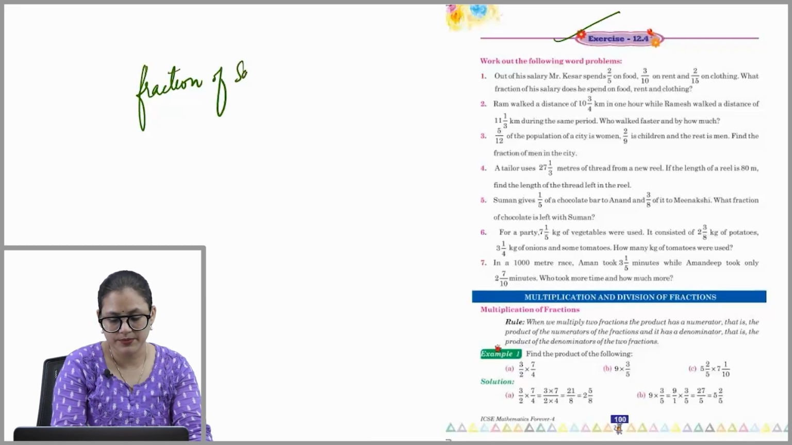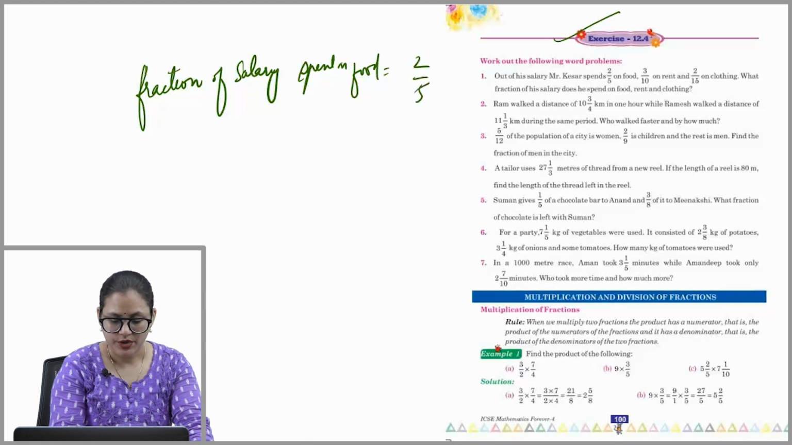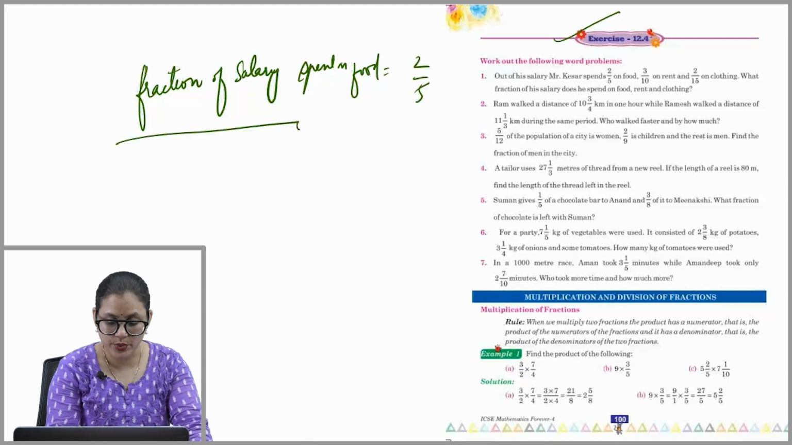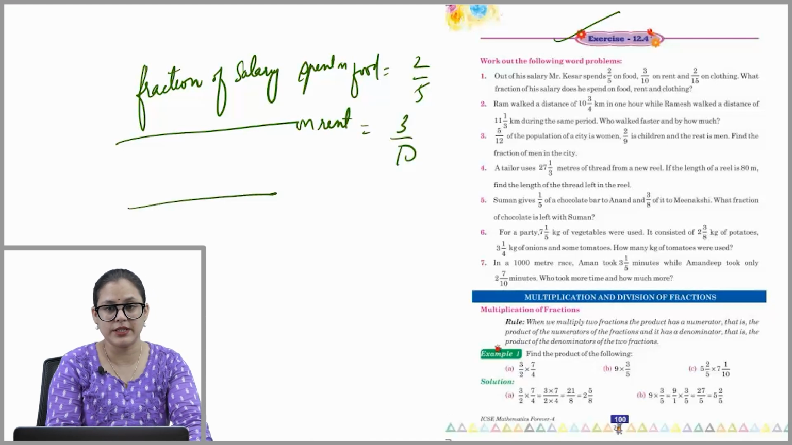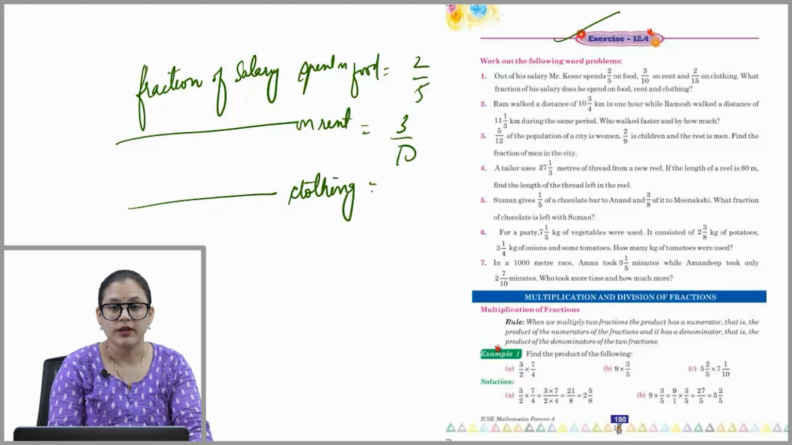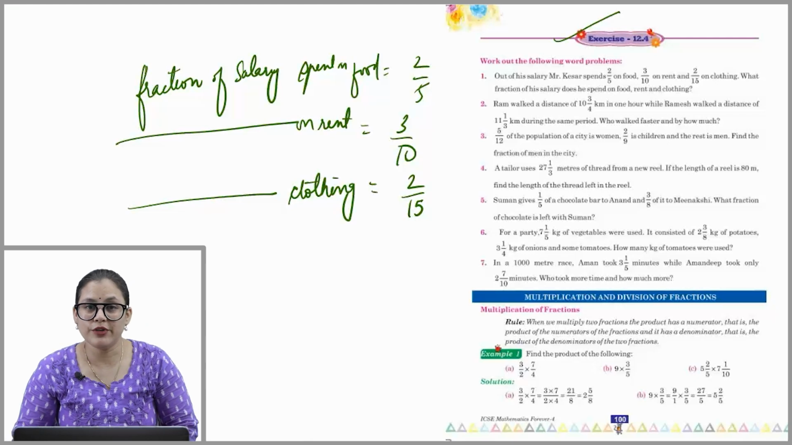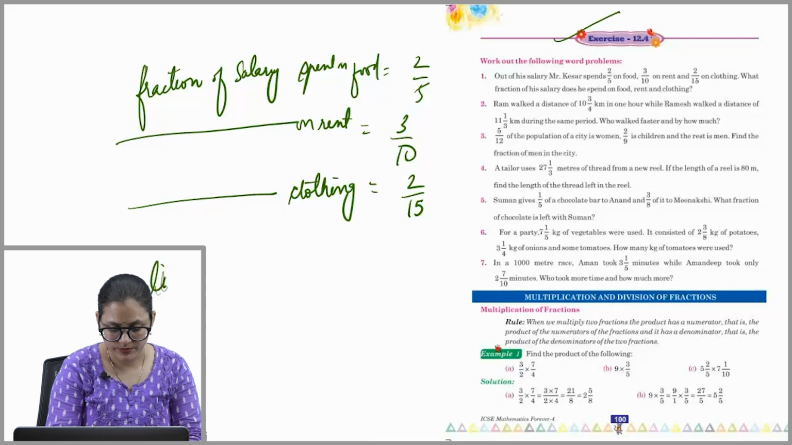Fraction of salary spent on food, how much he spends? 2 by 5. Fraction of salary spent on rent is equal to 3 by 10, and fraction of salary spent on clothing, how much? 2 by 15. Now we have to find out the fraction of salary he spends on food, rent and clothing. So total, 2 by 5 plus 3 by 10 plus 2 by 15.